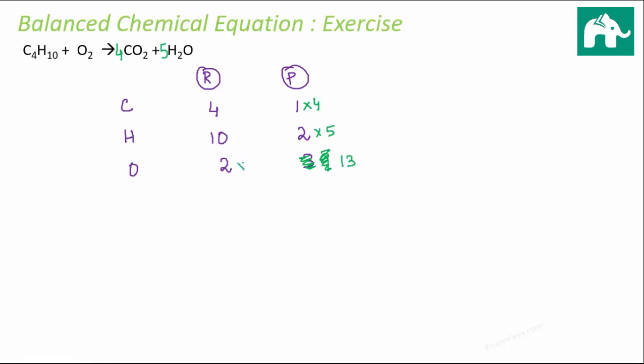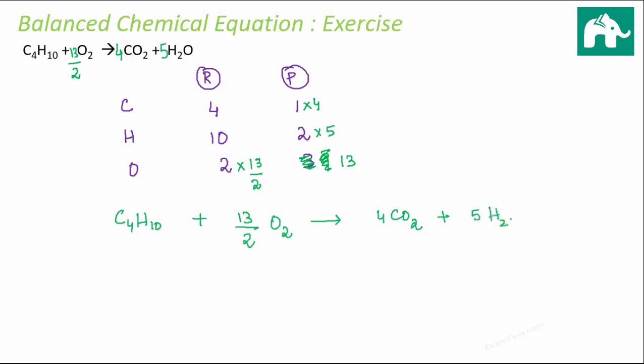In order to balance oxygen, we need to multiply this by 13 by 2. So that 2 and 2 get cancelled and this also becomes 13. Right, so here we multiply it by 13 by 2. Now, as such, the equation is balanced. But the issue is that the final equation that we have arrived at has a fraction. And we do not want a fraction in a balanced chemical equation.